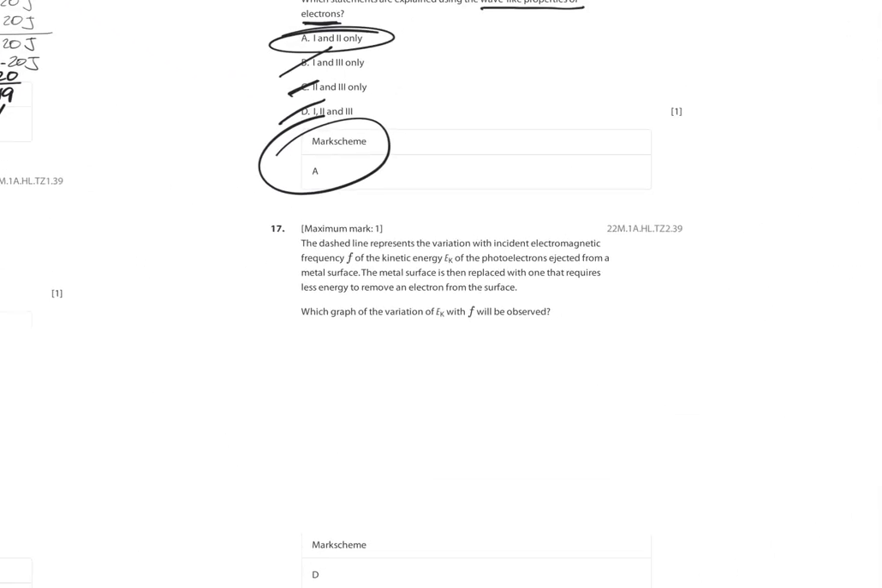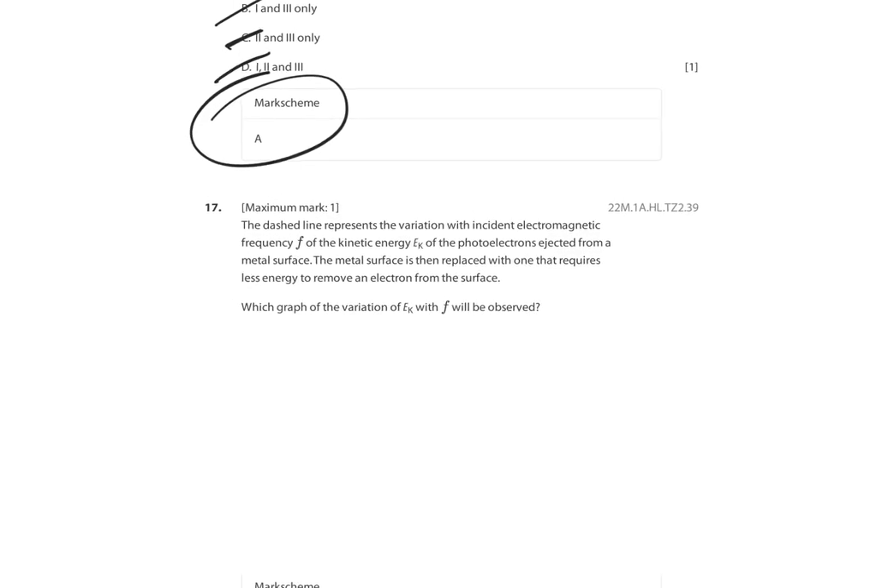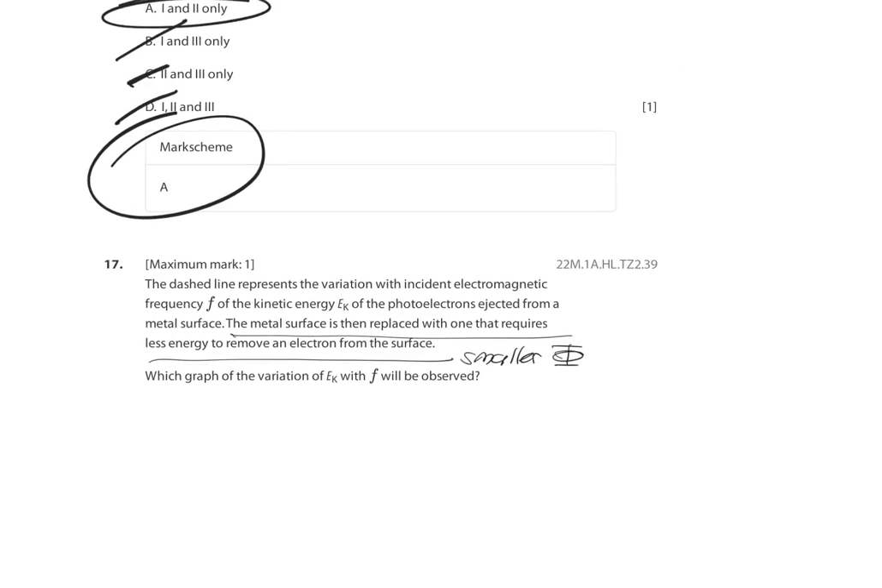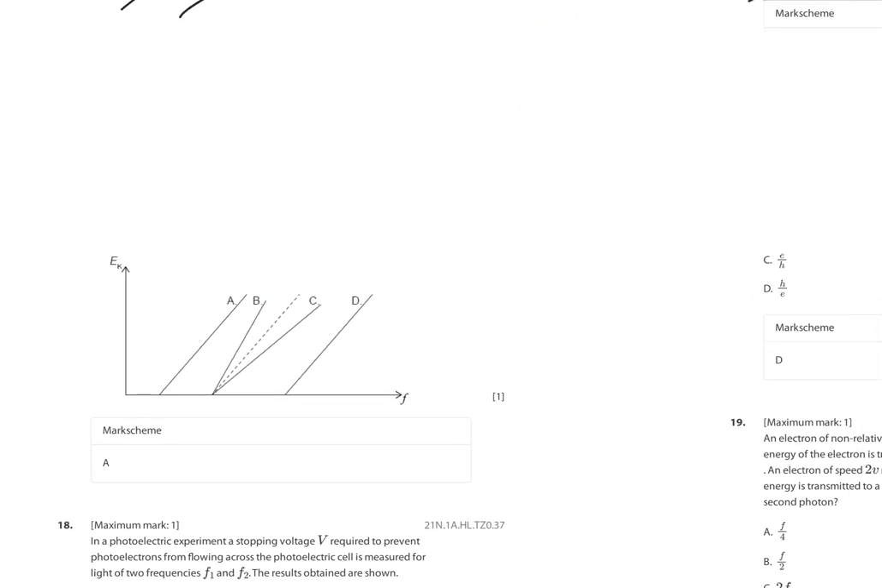These page breaks kill me. The dashed line is what it is originally, then it's replaced with one that requires less energy to remove an electron from the surface. So in other words, smaller work function. Okay, and so let's go look at the graphs. Just to explain what the work function is on this graph, if you actually extrapolated that dashed line down into the negative energy, the y-intercept on that graph is actually the work function that needs to be overcome first.